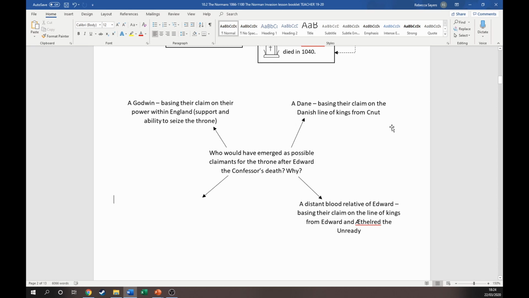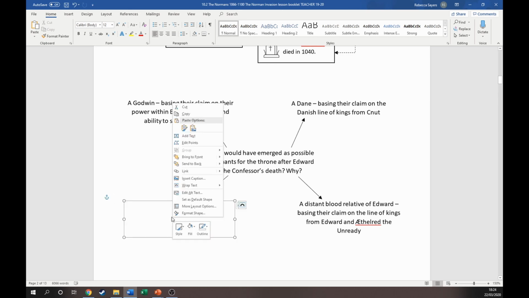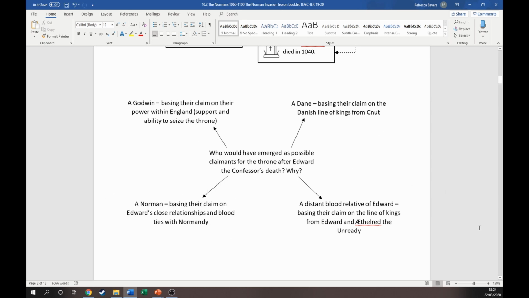We might see a distant blood relative of Edward that bases their claim on being related to Edward and Ethelred the Unready. Just because Edward didn't have any sons doesn't mean that that royal line is completely ruled out. And then finally, we may see a Norman, and that Norman may base their claim on their close relationship with Edward, or the Normans' close relationship with Edward, and they may also place their claim on those blood relations and those blood ties with Normandy.